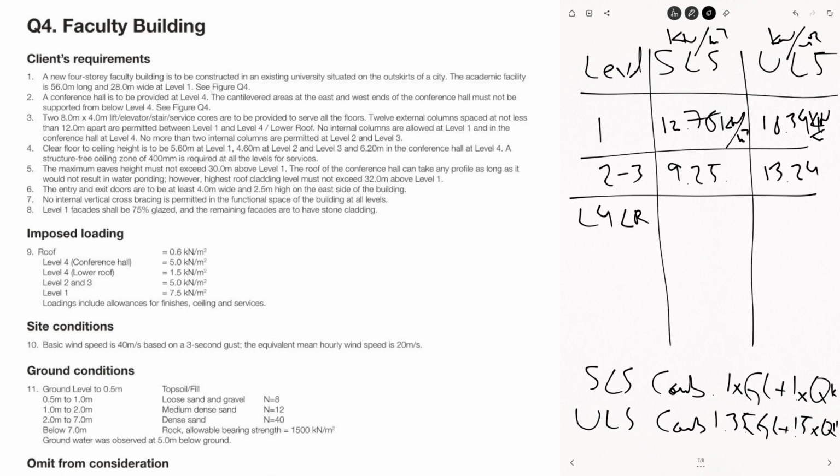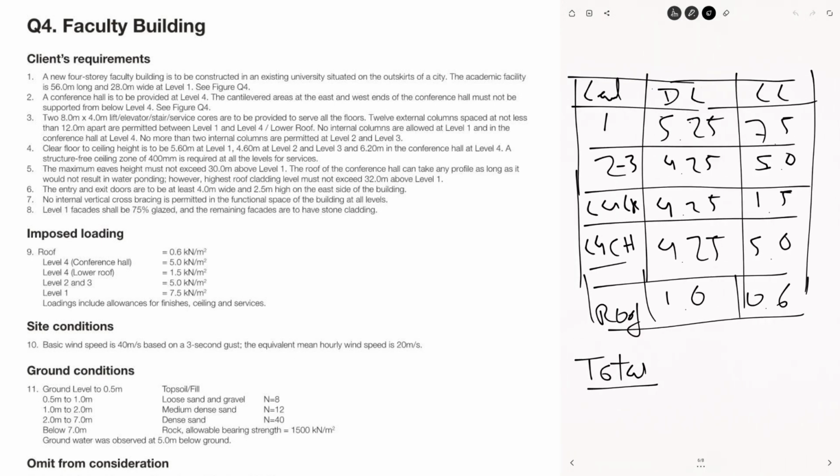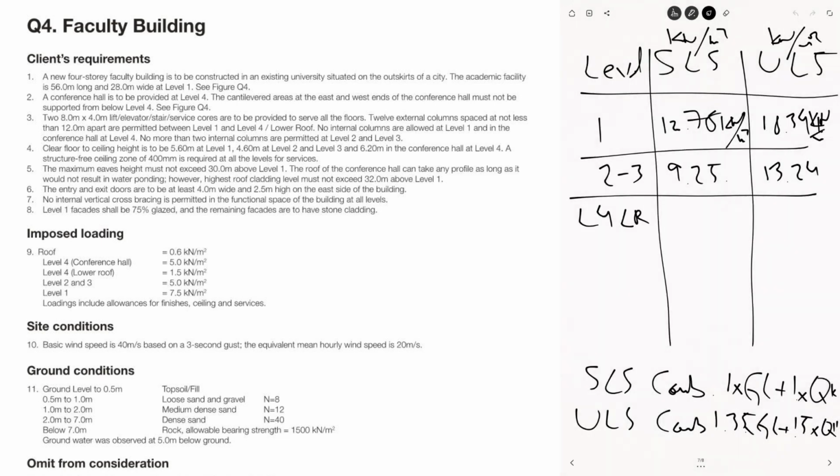Now level 4, lower roof. And that would be 1 times 4.25 plus 1.5, which is 5.75. On the ULS, 7.98. And then our conference hall.